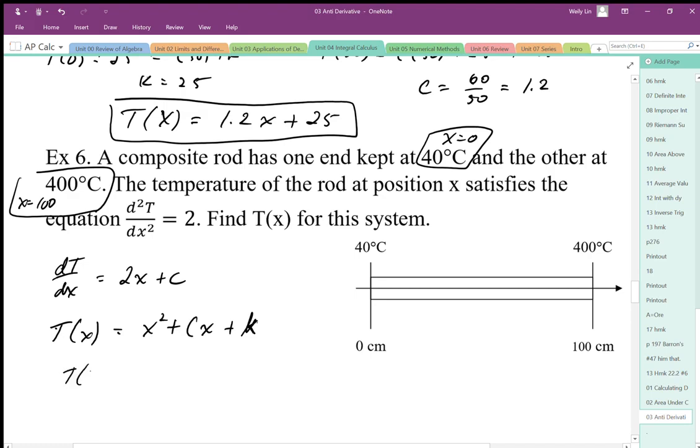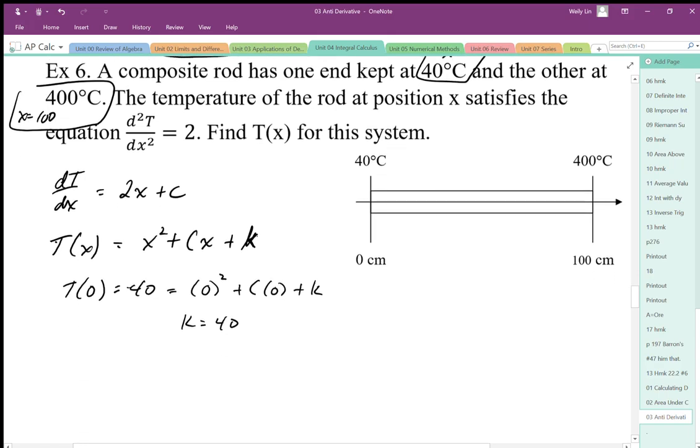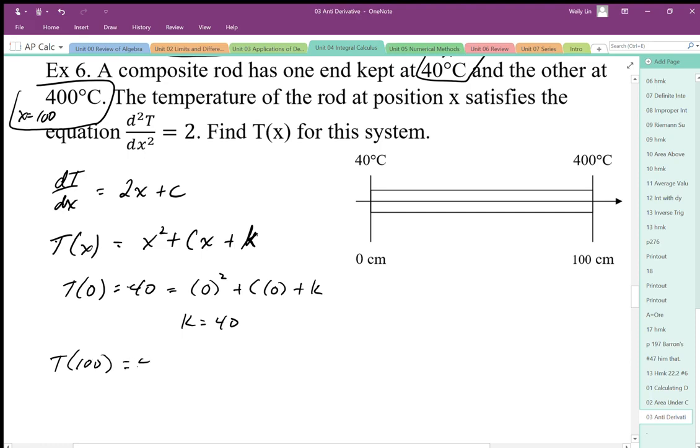However, we can still solve this because we have 2 points, which gives us 2 relationships, so it allows us to solve for 2 variables. So at x is 0, we know that k is equal to the 40 degrees on one end. K equals 40. Okay? And then plugging that in, when x is equal to 100, the temperature is 400, and it's going to follow x squared, or 100 squared, plus c times 100 plus 40.